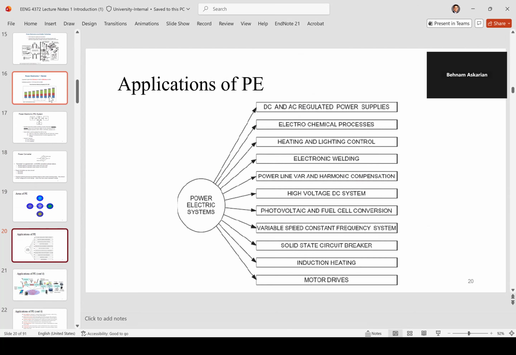The first application is DC and AC regulated power supplies. Can you give me an example of this? The chargers that you have on your phones, the laptop chargers, all of them use a rectifier, which is a power electronic component. And we also have AC power supplies as well, which are sometimes used. One good example for that would be sprinkler systems. I don't know if you've looked closely into your sprinkler system, but the water valves are usually 24 volt AC. So that converter steps down from 120 volts to 24 volts, but you need to regulate that.